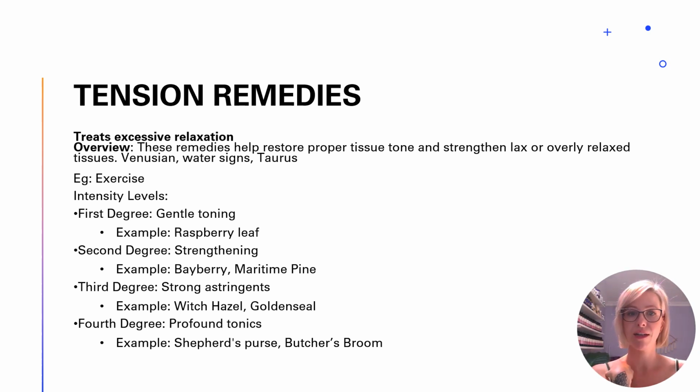Second degree, strengthening. So maritime pine has an amazing effect on the veins, the venous system, and it really strengthens it. Strong astringents at the third degree, so things like witch hazel and golden seal. And fourth degree are strong, profound tonics, butcher's broom, shepherd's purse. So all of these things tend to be astringents to some degree, really. So they are the tension remedies that we use to treat excess relaxation.